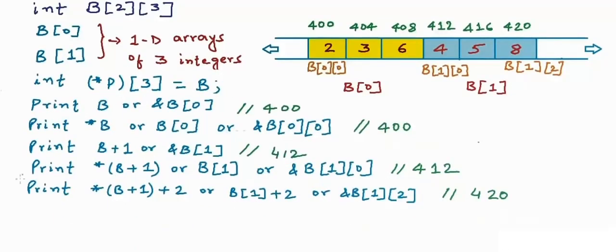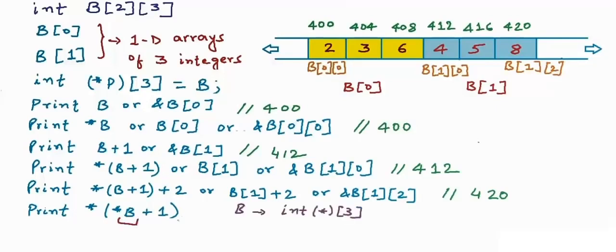Let's do one more print. If you can get this one right, I can say that you're good at working with two-dimensional arrays using pointers. What will be the output for this expression? Asterisk of asterisk of b plus 1. Think about it. Whenever you encounter an expression with pointer arithmetic and dereferencing, you must go step by step. Here, b is returning us a pointer to a one-dimensional array of 3 integers, and dereferencing it will give us the one-dimensional array.